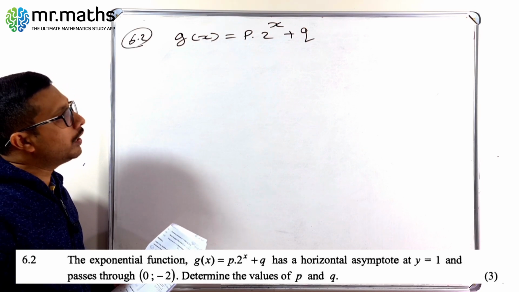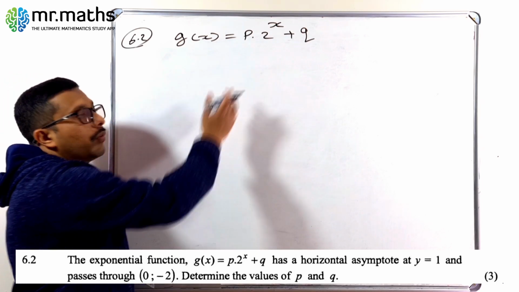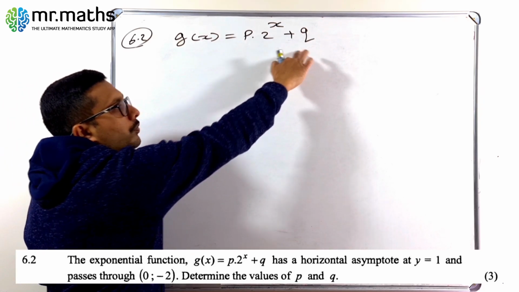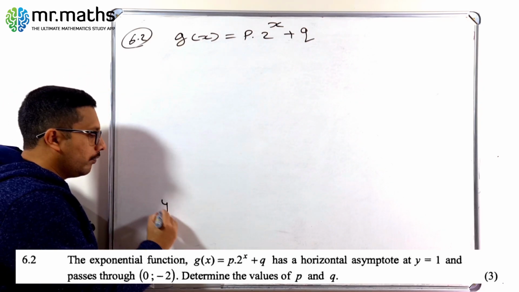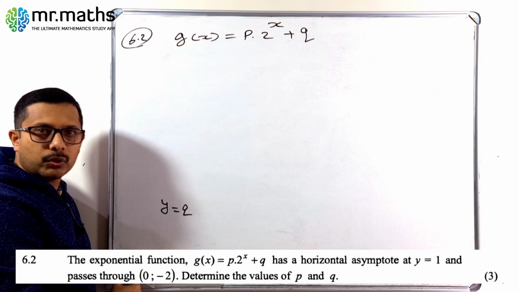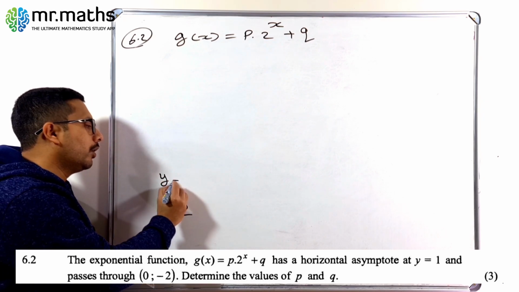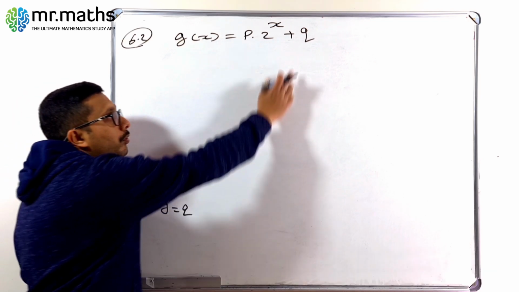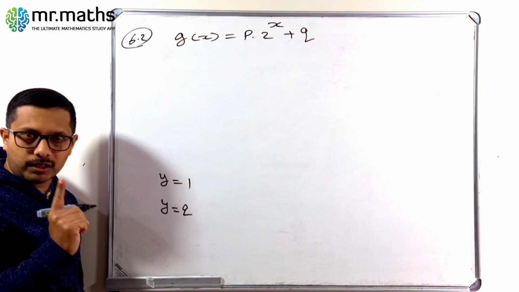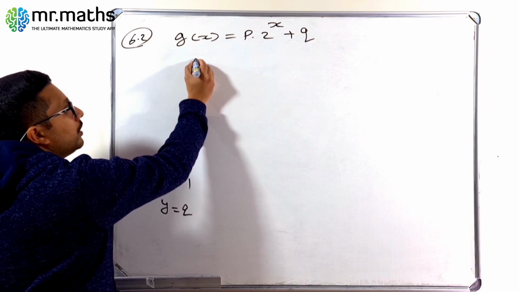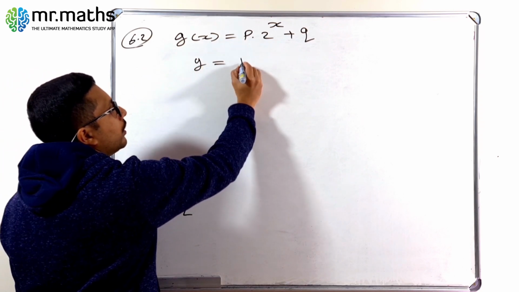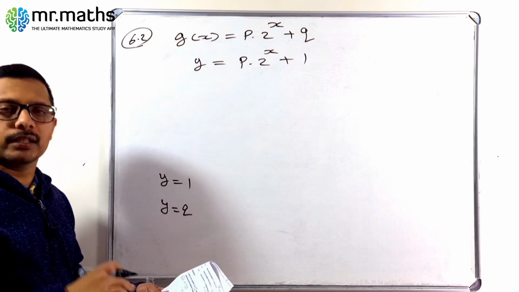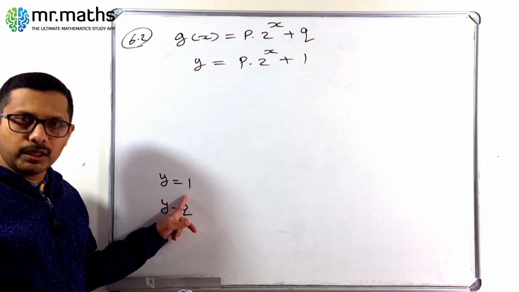Okay, so here in this equation, what is the horizontal asymptote? You know, in your class you studied that q stands for the asymptote. That means y is equal to q is the asymptote. And here they are saying that y is equal to 1 is a horizontal asymptote. So what is the value of q? It is 1. So now we can write g of x as y. Y is equal to p into 2 raised to x plus 1, because it is given that y is equal to 1 is a horizontal asymptote.